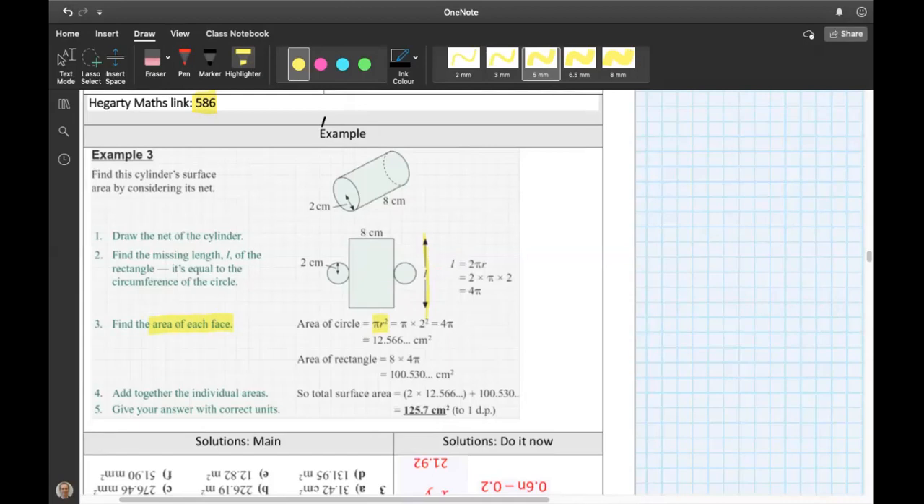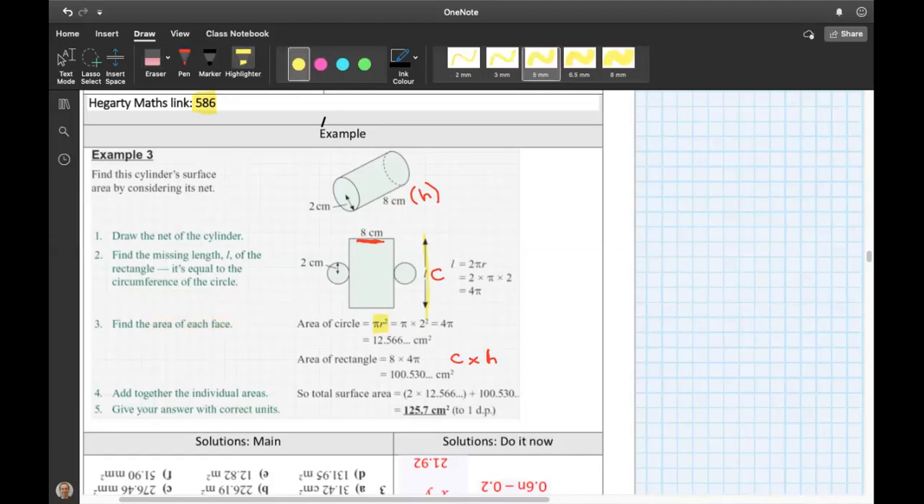And to find the area of the rectangular face, it will be your circumference, c, multiplied by the height of the cylinder. Okay, so to find the area of the rectangle, it's c, the circumference of the circle, multiplied by the height of the cylinder. In this example, our height here is 8. Now, once you've done that, you need to add all of your areas together. You need to add the areas of your faces together.